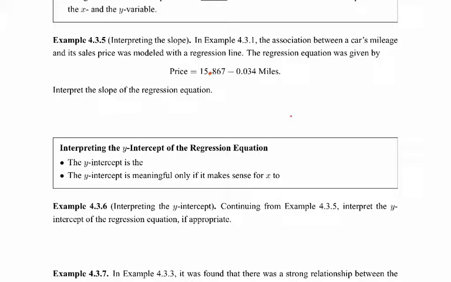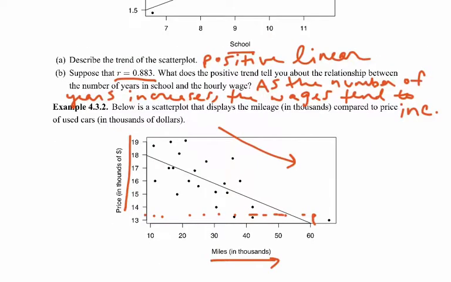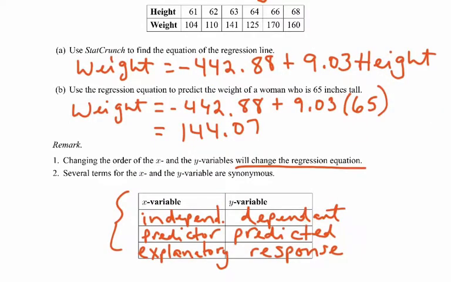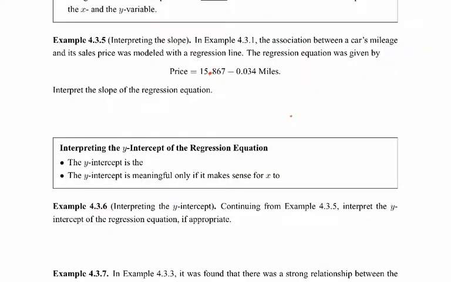Interpret the slope. All right, so remember that this graph, let me go back to it for a second, this graph had a negative association. As the miles increased, the price of the car, or the value of the car, tended to decrease, right? Because it's got a negative association. Okay, so what could we say for this?